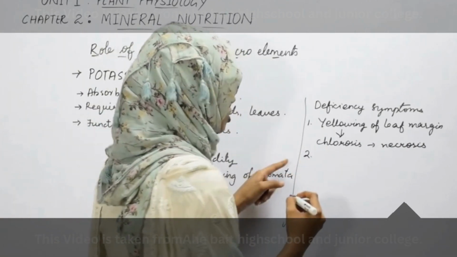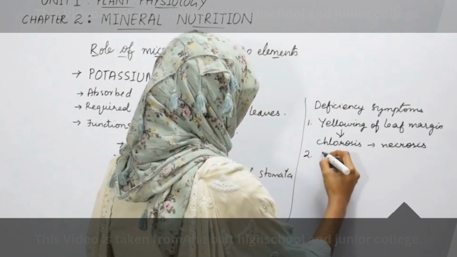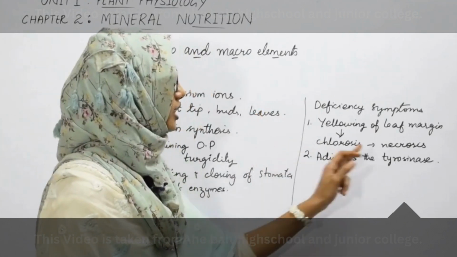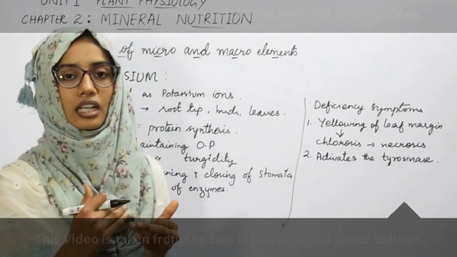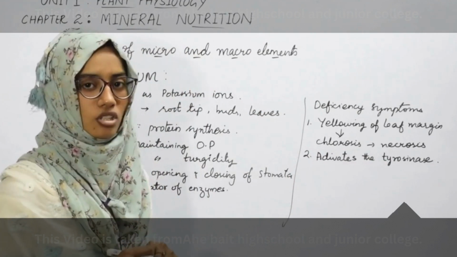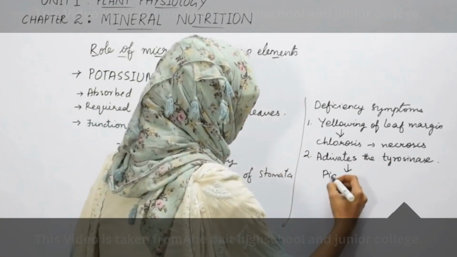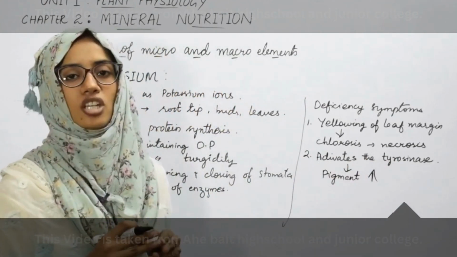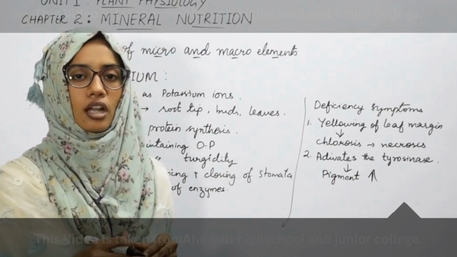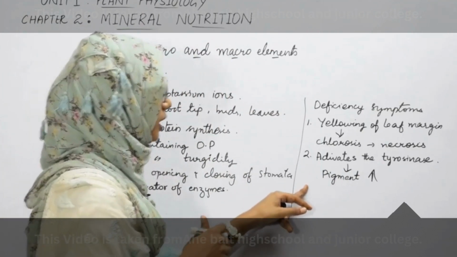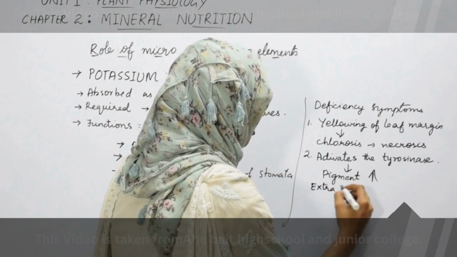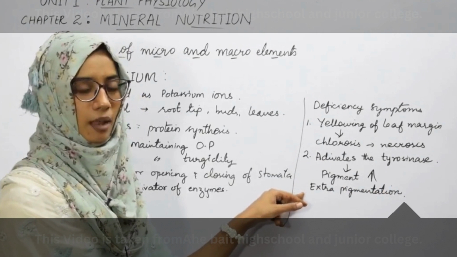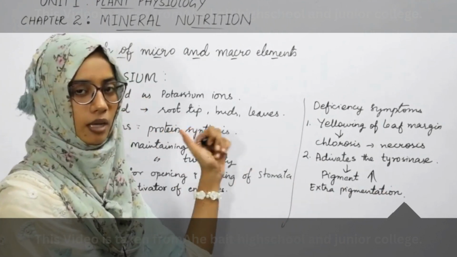The other deficiency symptom in case of potassium is it increases the activity of the enzyme tyrosinase. Due to the increased activity of the enzyme tyrosinase, the pigment production also increases, and due to this some patchy appearance on the leaves or on the fruits can be seen. So this patchy appearance is termed as extra pigmentation of the fruits or flowers. This extra pigmentation can be seen due to the deficiency of element potassium.